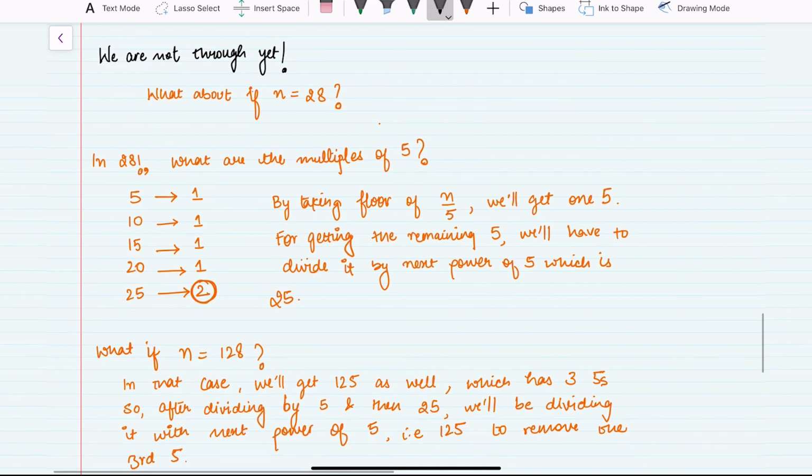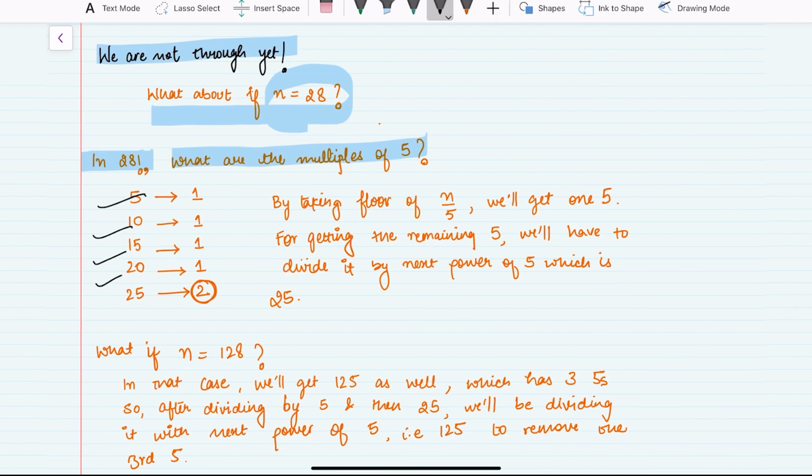But we are not through yet. Why? Because what about if n is equal to 28? What will happen in that case? So if n is equal to 28, in 28 factorial, what are the multiples of 5? The multiples of 5 are 5 itself, then 10, 15, 20 and 25. 5 will contribute one 5, then 10 will contribute another 5, 15 another 5, 20 will also contribute one 5, but here 25 is going to contribute two 5's.